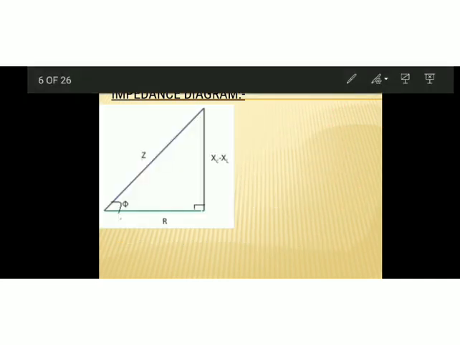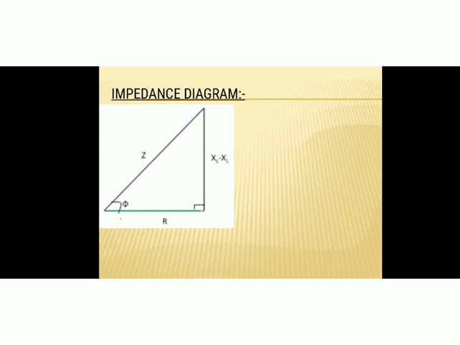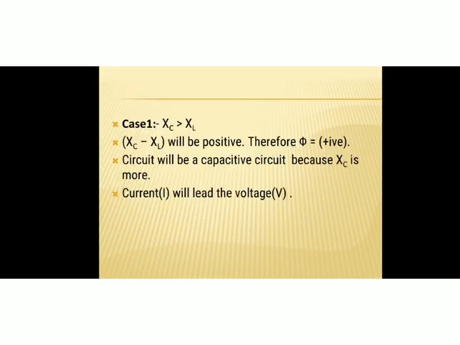So once again the impedance diagram is shown here. See, hypotenuse is Z, base is R, XC minus XL is the altitude, and phi is the phase angle. And phase angle phi is the angle between the voltage source and the current I. Now, here we need to discuss some cases.